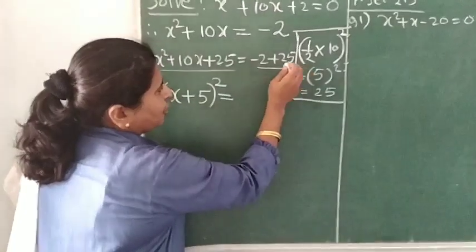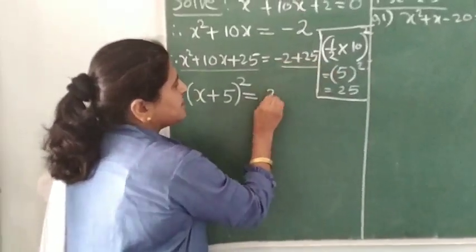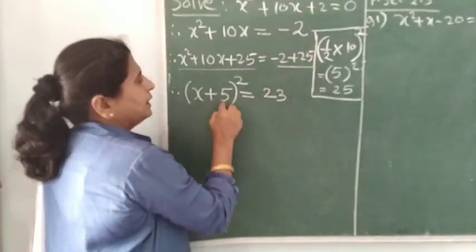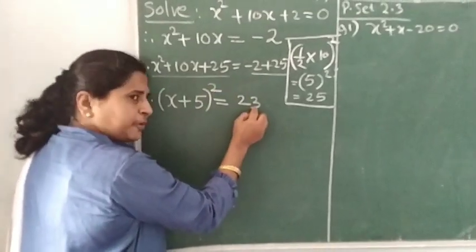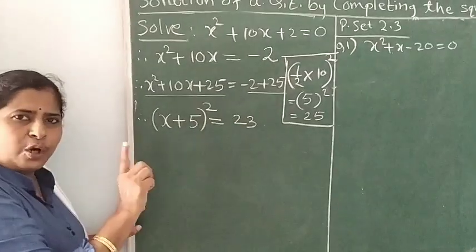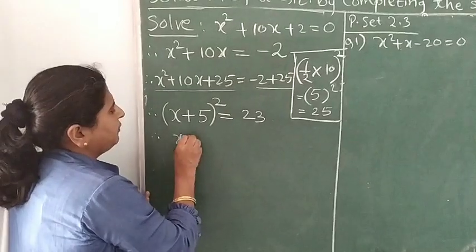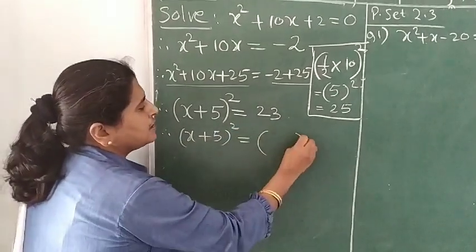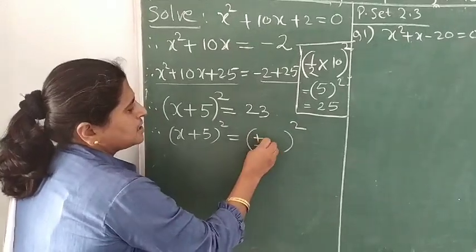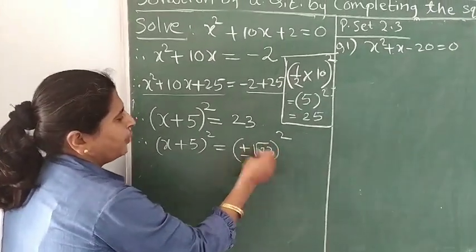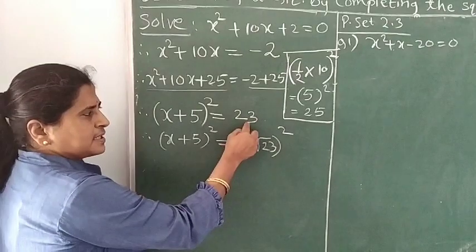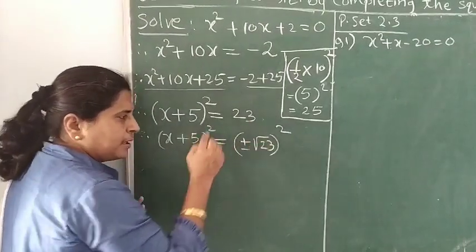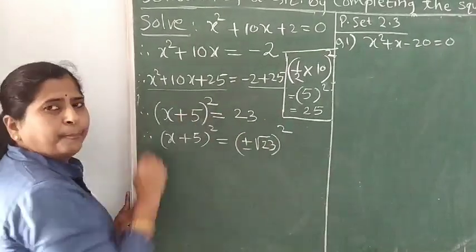Now, what is the calculation of this? Minus 2 plus 25, it is 23. Okay. Now, if this is a perfect square, this should also be a perfect square. But we know 23 is not a perfect square. So, how can we write? We can write x plus 5 the whole square, and this 23 is the square of plus or minus square root of 23. Okay. Because this is not a perfect square, we will write the same number under the root. We will write plus or minus.